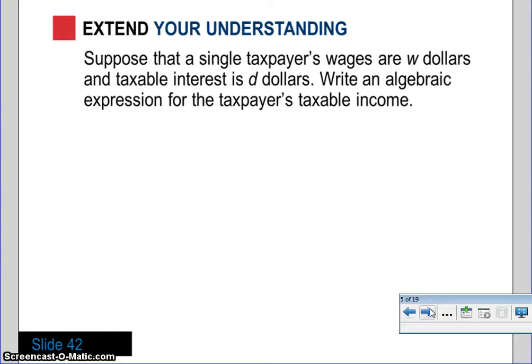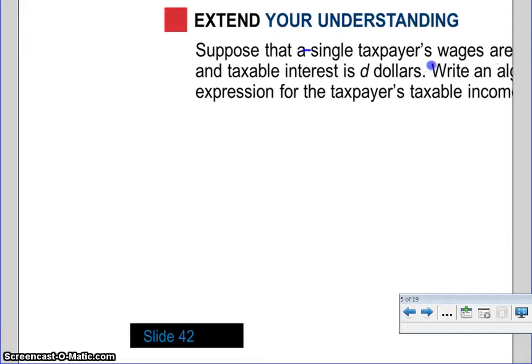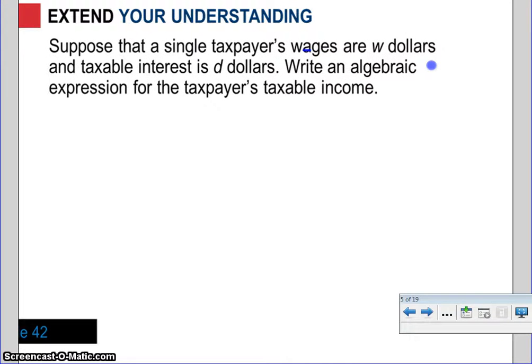So suppose that the single taxpayer wages are W dollars. Suppose that the wages are W dollars and the taxable interest is D dollars. Write an algebraic expression for their taxable income. Very simple. It's your taxable interest plus your wages minus your deduction for being single.